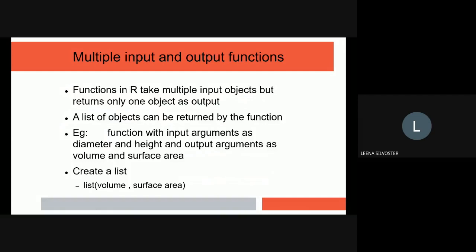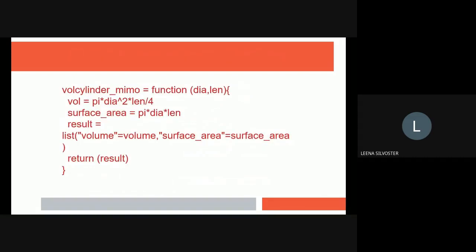In the previous case, we have only one output, that is volume. Volume is returned. One value is returned. Here, if we are using a list, then two values are returned, volume and surface area. Okay, this one is the function.